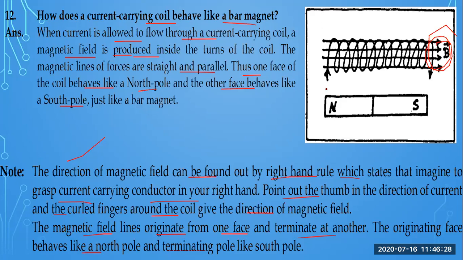In this case, the lines are originating from here, they are starting, and here they are terminating. The starting one will be the north pole, and the terminating one will be the south pole. So this is the easiest technique to find the nature and the location of the north and south poles in the case of a current carrying coil or solenoid. It behaves like a bar magnet. It has north and south poles. How are these north and south poles determined? By using this technique which we have discussed. Thank you very much.